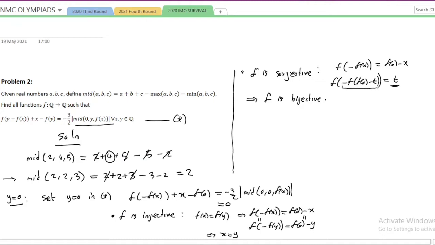Now that we know f is bijective, we could do something a bit more. Now we're going to set in this equation, which I'll call plus, x equal to 0.